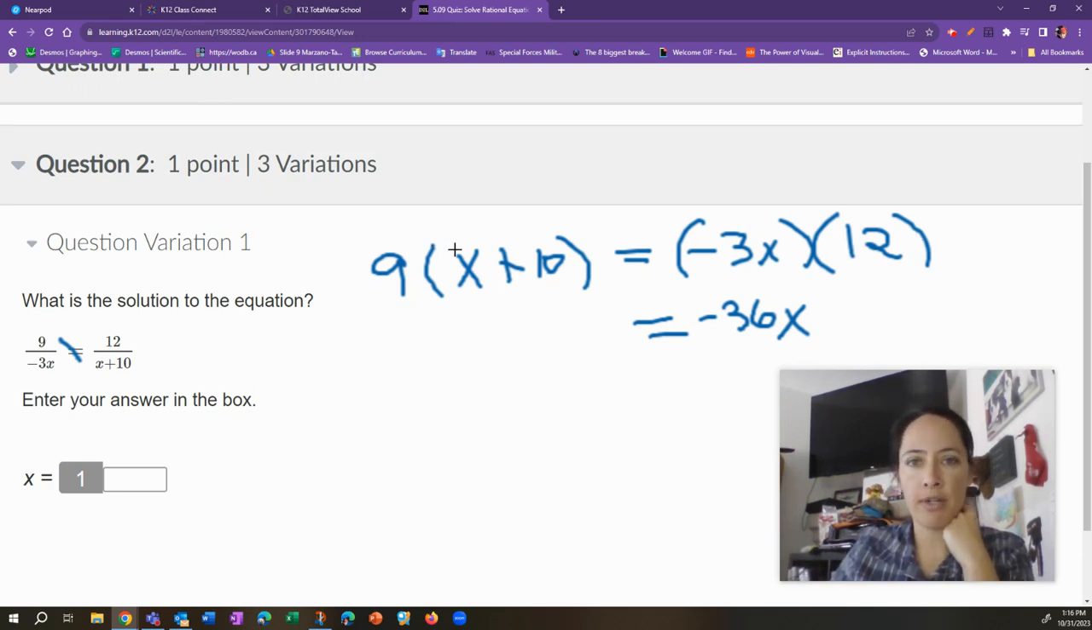The distributive property lets me know that it's the same thing as if I did the parentheses first, or if I distributed the 9 throughout the parentheses.